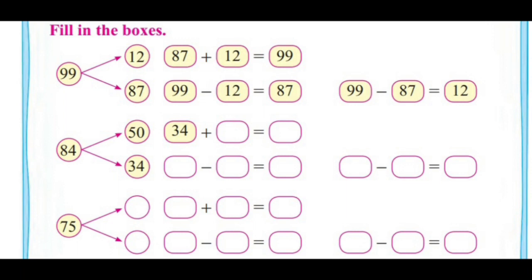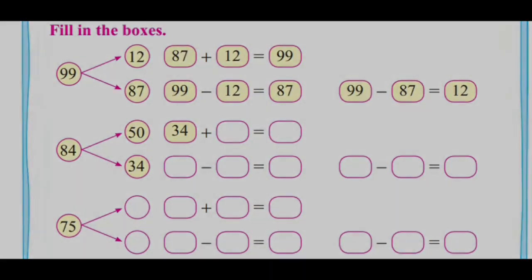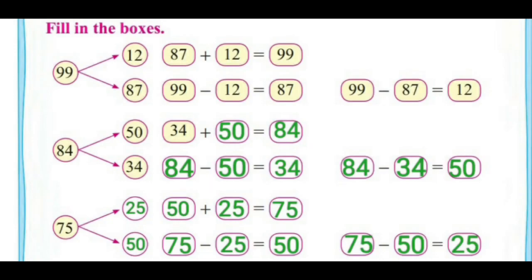84. There are two numbers, 50 and 34. If we add 34 plus 50, we will get the answer 84. And if we subtract 84 minus 50, we will get the answer 34. For the next sum, 84 minus 34, we will get the answer 50. So we got two subtraction examples from one addition sum. Okay, students, understood how to do? The next sum you have to solve on your own, students. See, this way you have to solve the sum.